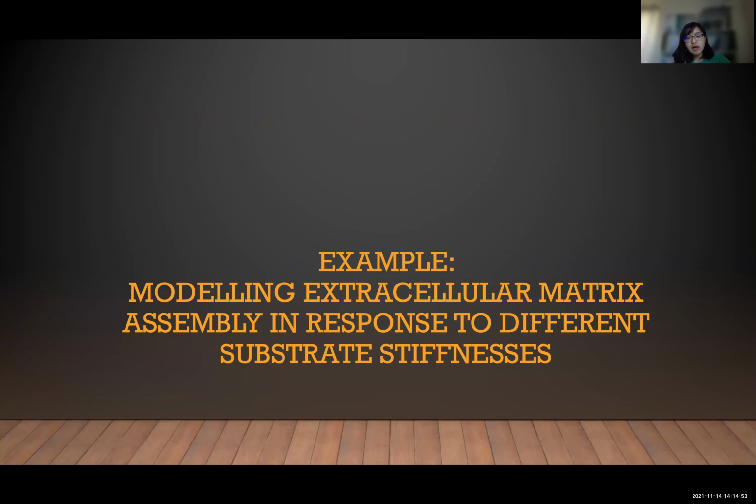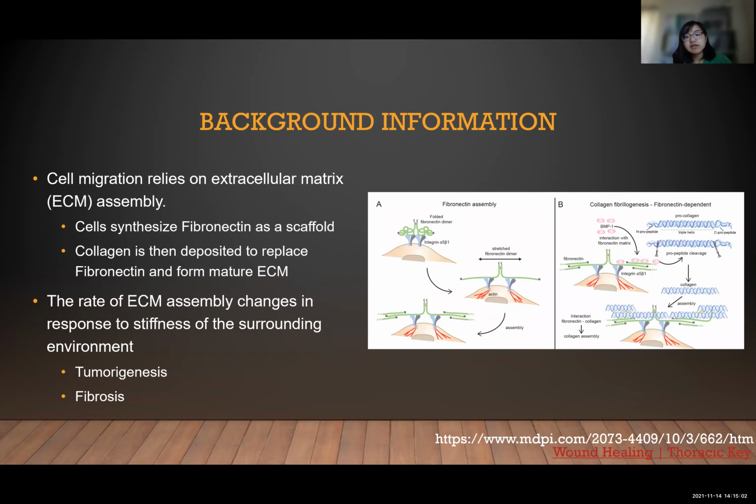In this example, I will be showing how to model the assembly of extracellular matrix in response to different substrate stiffnesses. So we know that cell migration actually relies on ECM assembly. To begin with, cells can synthesize fibronectin as a scaffold. You can also think of it as a railroad track that they can use to move along. This is then degraded over time and replaced by collagen to form mature ECM that we typically think of.